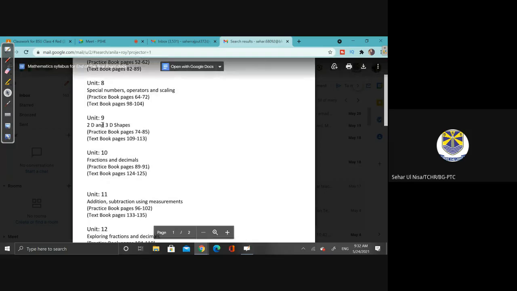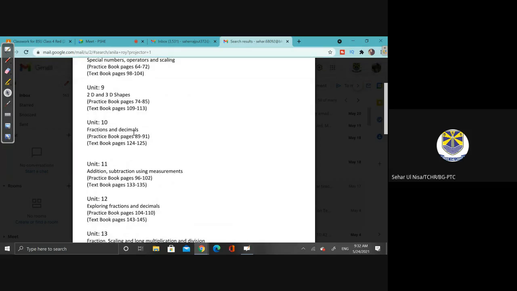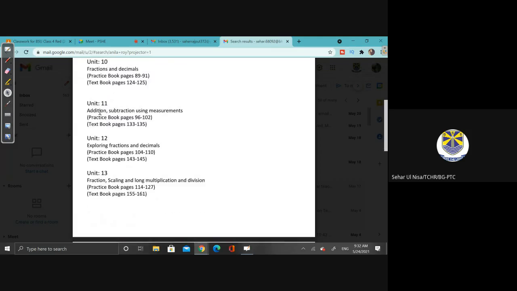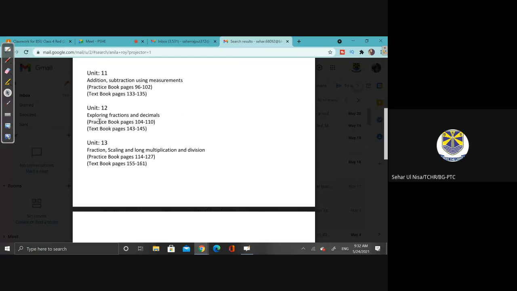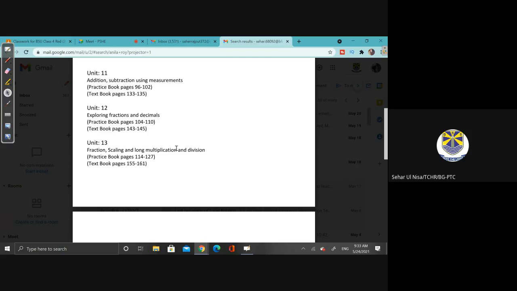Unit 9 will be 2D and 3D shapes, and Unit 10 is also fractions and decimals. Unit 11 is addition, subtraction, and measurement. Unit 12 is exploring fractions and decimals, and Unit 13 is fraction, scaling, and long multiplication and division. So, we are done with the scaling and long multiplication and division.